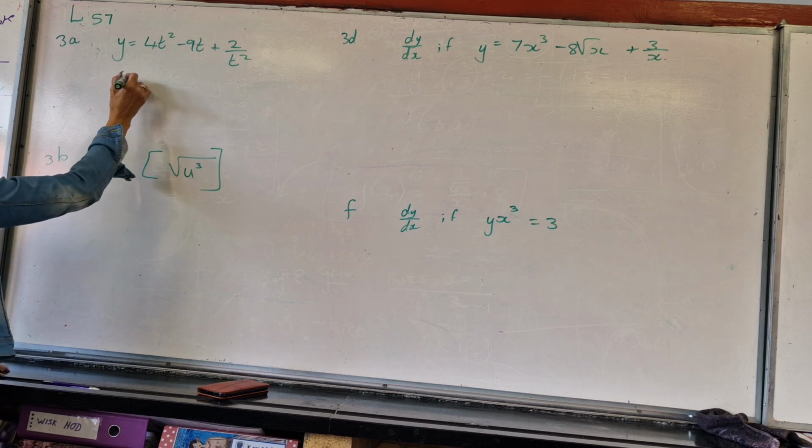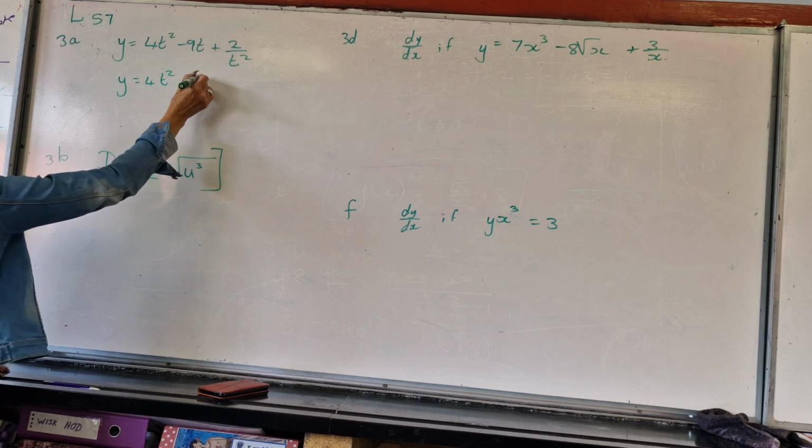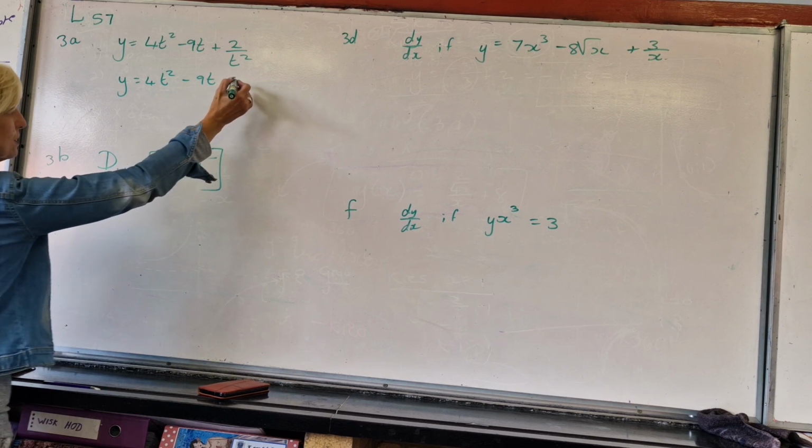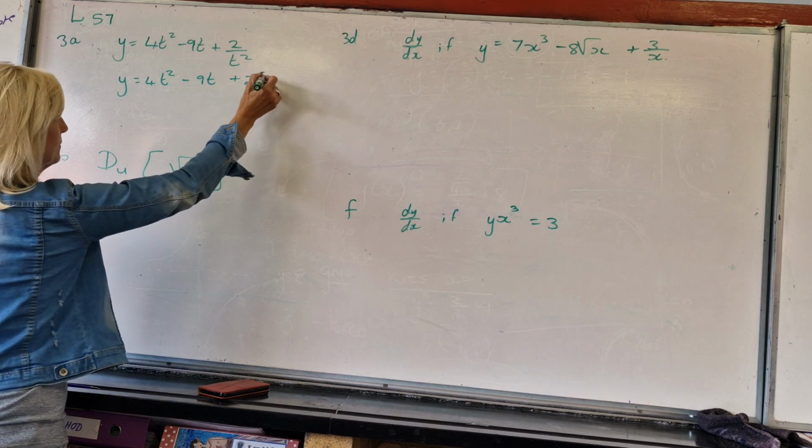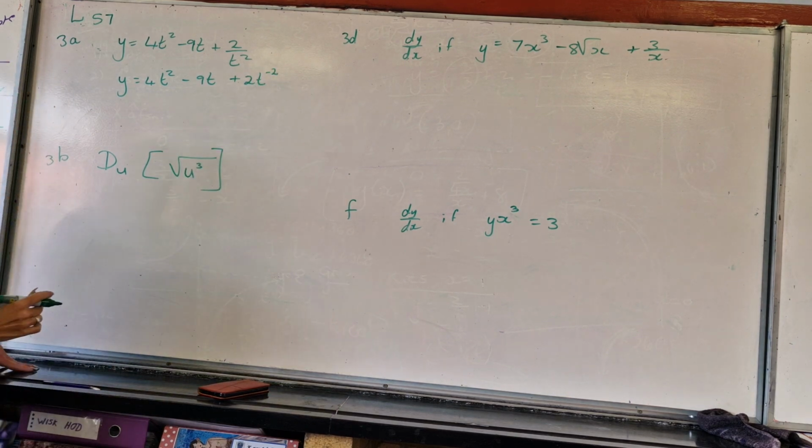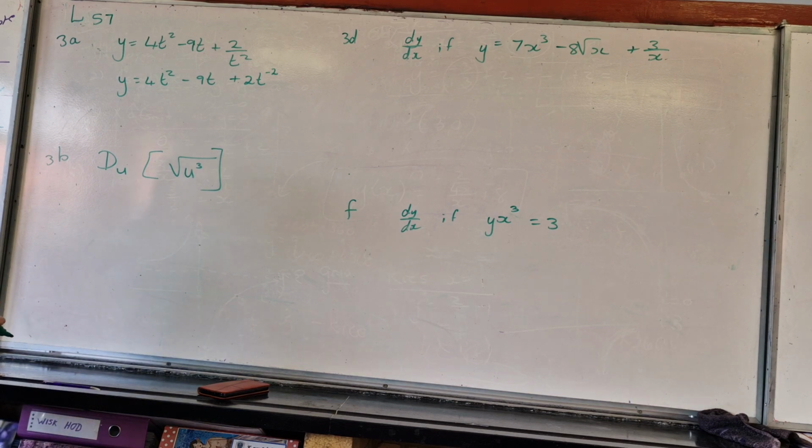No, because that t must be at the top. And if I take it to the top, it's going to be 2t to the negative 2. Are you with me? Not one of these sums had one like that.